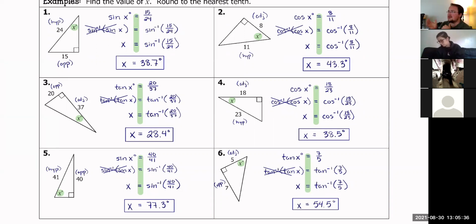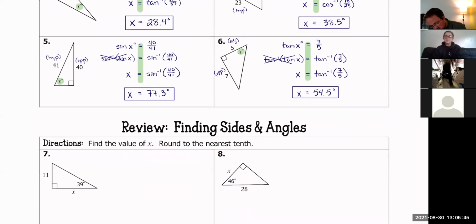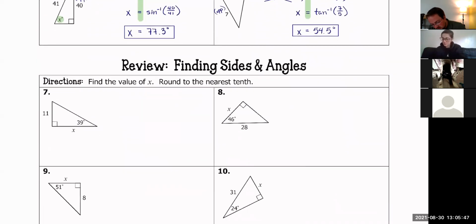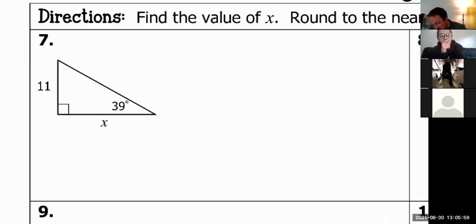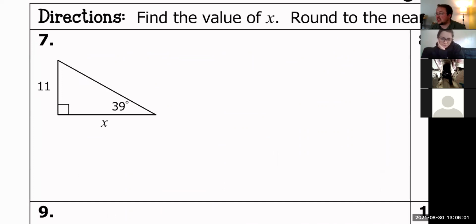I'm not going to do every single one. I'm going to cherry pick a few so we have a nice variety to look at. So I'm going to jump down here to number 7. Notice it is changing. We're finding sides and angles now, so it's kind of an intermingled review that may affect how I set this relationship up. I'm not going to tell you whether we're going to use inverses or not. We're just going to let the equation guide us.